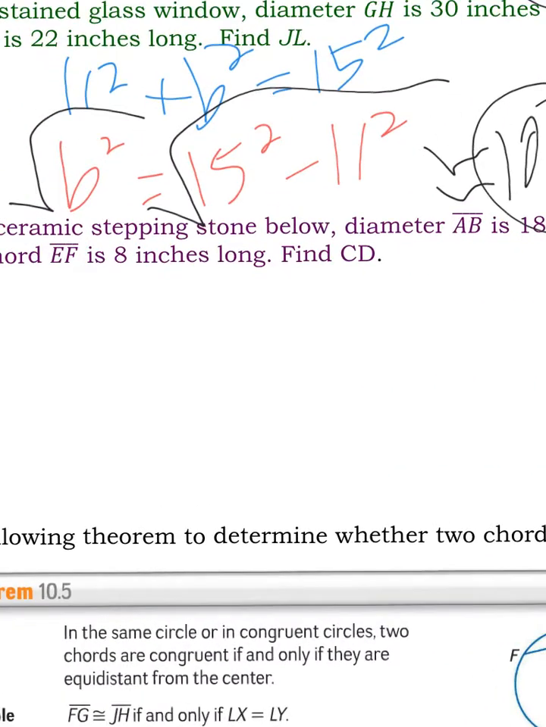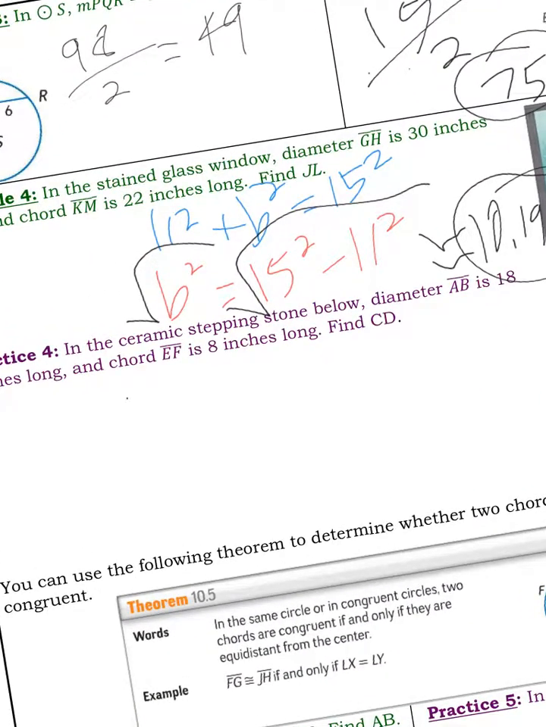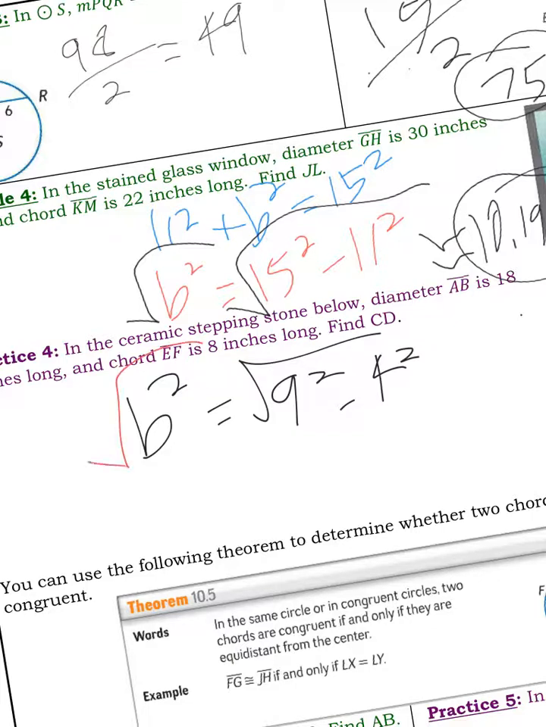So if I'm repeating the same process, I'm looking for that middle term. So b squared is going to equal 9 squared minus 4 squared. The square root of 9 squared minus 4 squared. So when I type that in, oh yeah, square root both sides. I type that in, I get my answer as about 8.06. And that is the answer for CD.